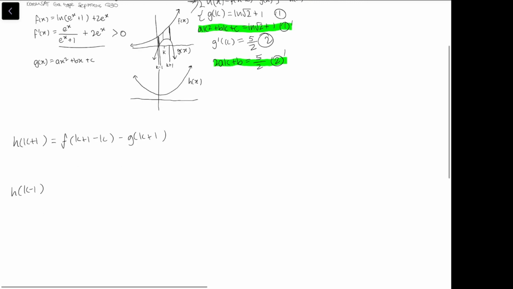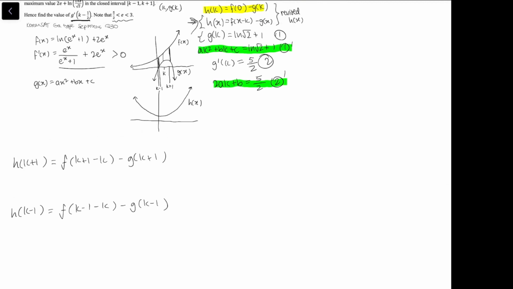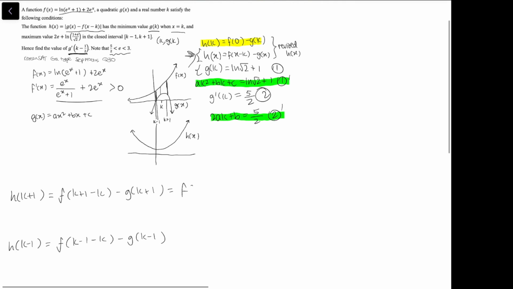So we can write h of k plus 1 just by plugging k plus 1 into our function h of x, which we have here as f of x minus k minus g of x. So we will write this as f of k plus 1 minus k minus g of k plus 1. And for k minus 1, we have f of k minus 1 minus k minus g of k minus 1. So moving back here, we can write this as f of 1 minus g of k plus 1.